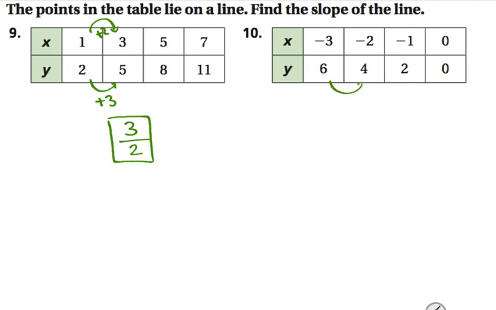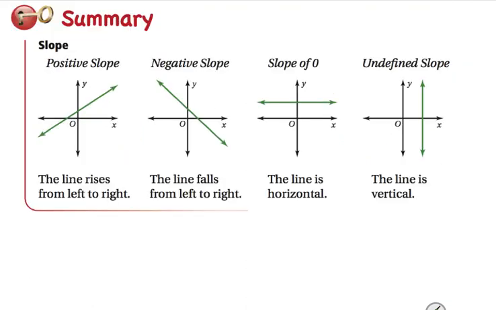Right here, from 6 to 4 is going down 2. From -3 to 2 is going up 1. This is a slope of -2 over 1, which is just -2. In summary, you've got positive slopes, negative slopes, slope of 0 and undefined. And I think we've kind of seen what these look like in the different situations. I haven't actually looked at a table on the undefined slope and the slope of 0.